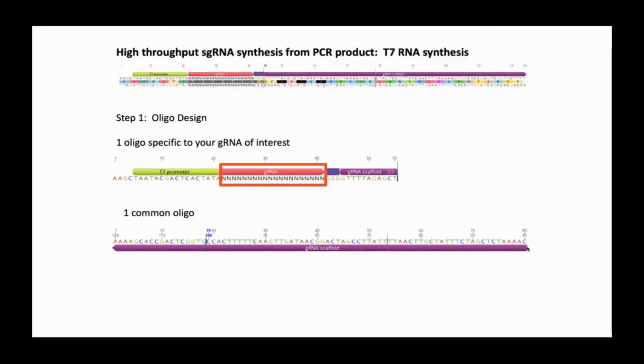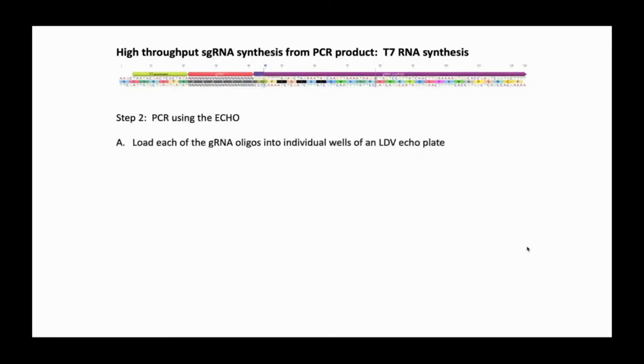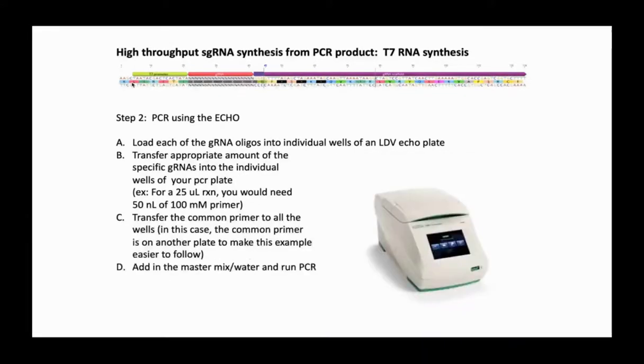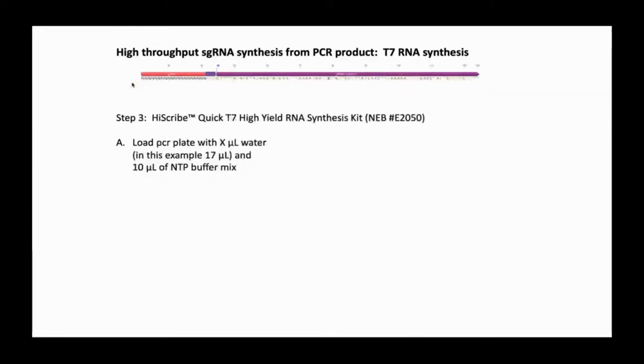We could anneal these two, and we would transfer them to these low dead volume echo plates, and then use the echo to transfer these gRNAs. Then we would use a PCR machine to do elongation of those annealed primers. And what you end up generating is what's shown up here. You end up generating the entire gRNA sequence with a T7 promoter up at the 5' end. Then, from that PCR product, we use the T7 promoter to do in vitro transcription.